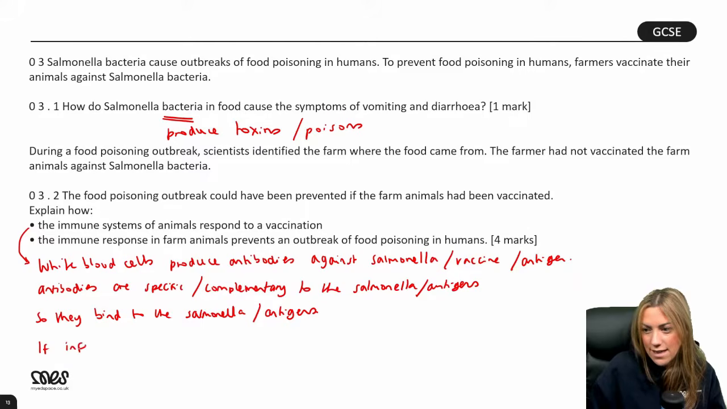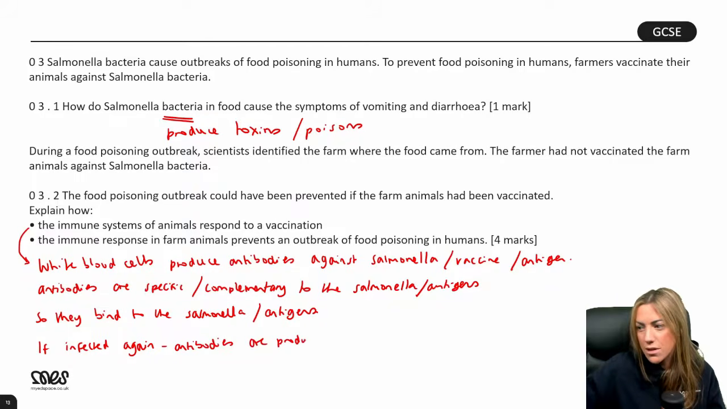If infected again, and this is where the immunity from the vaccination comes into it, if infected again, antibodies are produced more quickly or in larger numbers or in higher concentration.